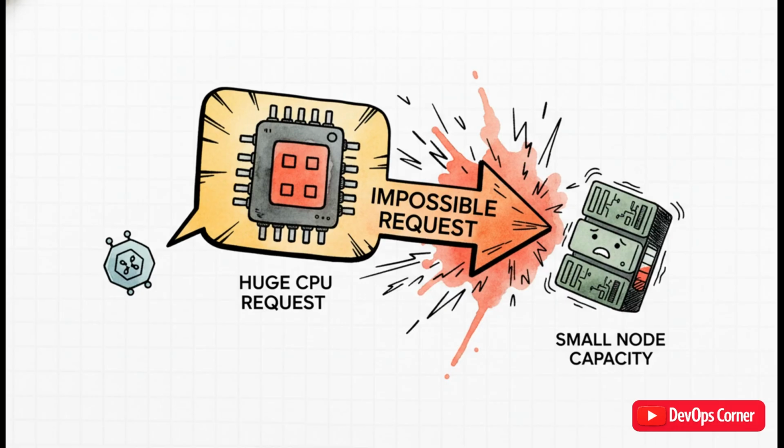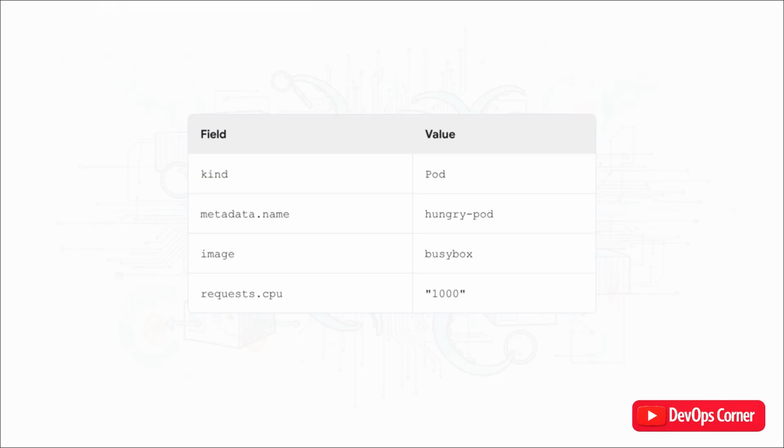We're going to try and deploy a pod that asks for a ridiculous amount of CPU, like way more than any node in our cluster could possibly have. This is a super common reason why pods get stuck in that dreaded pending state. Here's the YAML for our little troublemaker. We'll call it the hungry pod.